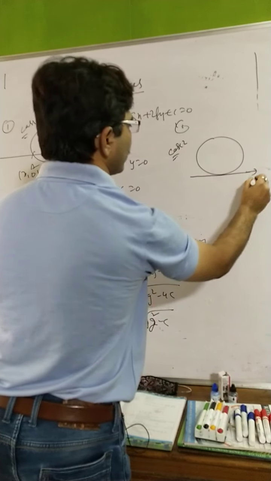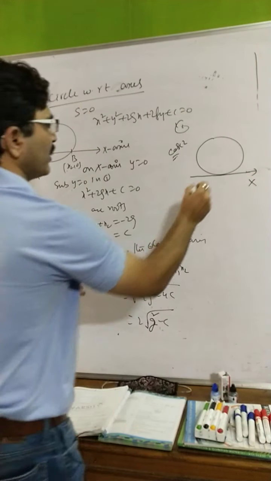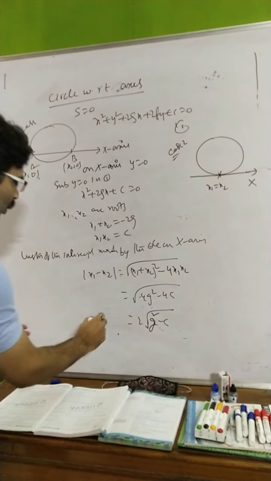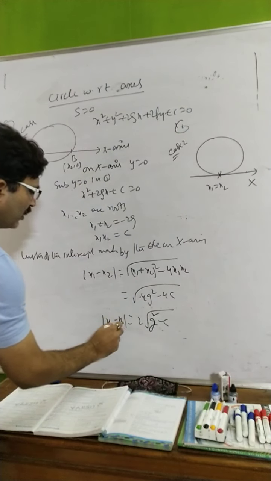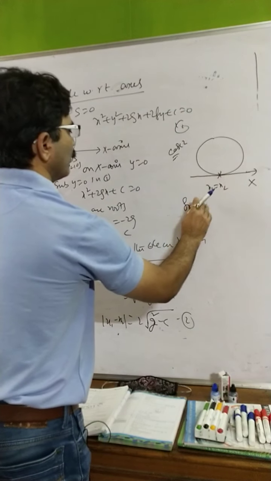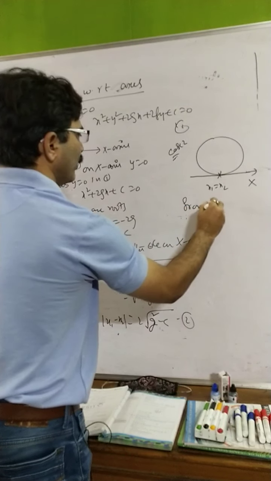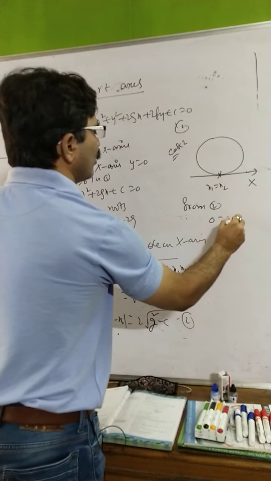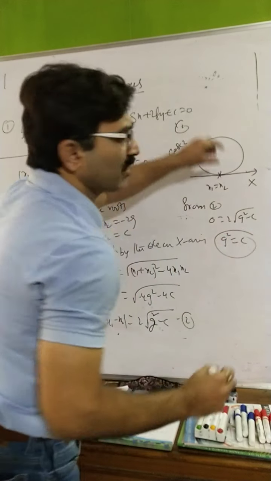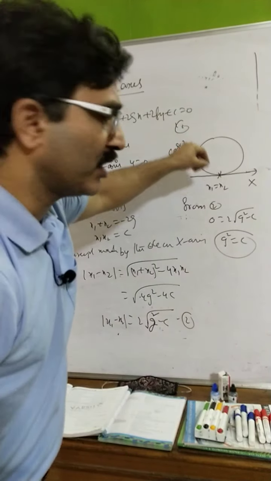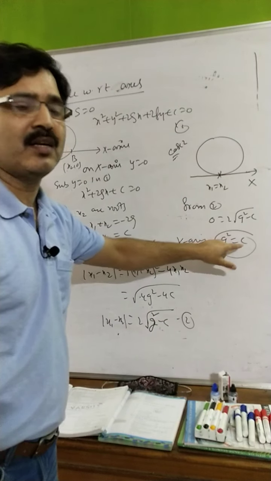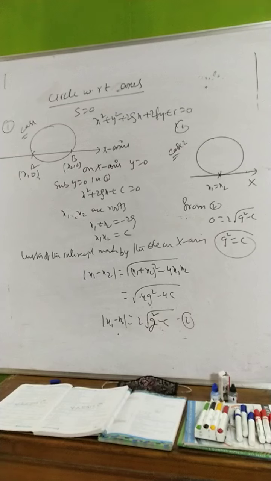Circle is going to touch x-axis. If it touches the x-axis, what is going to happen? x1 is equal to x2. Very clear. This is mod of x1 minus x2, no? Yes. From this, it is very clear that 0 is equal to 2 root of g square minus c, or g square is equal to c. Whenever the circle is going to touch the x-axis, simply you can say that the condition is g square is equal to c here.